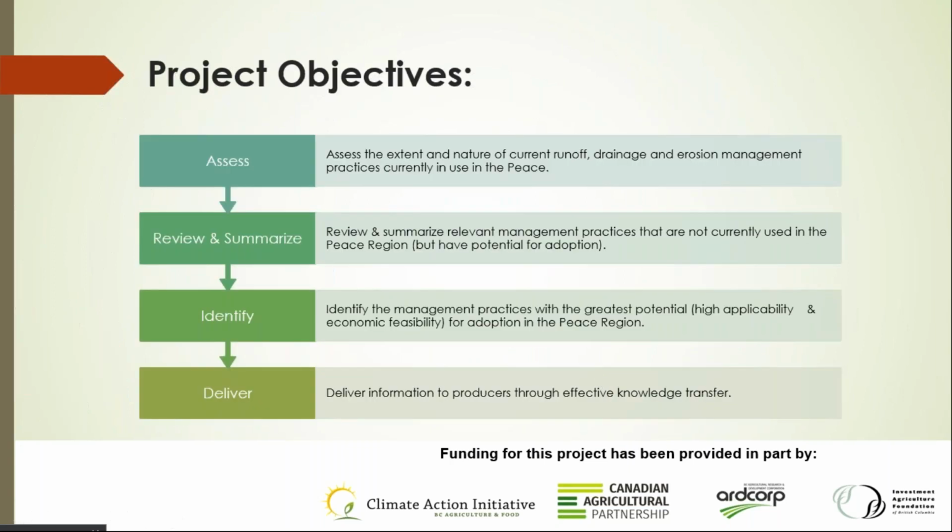So the project objective: this is a project that was made possible by the Climate Action Initiative. It was focused largely on figuring out what is happening right now, the current extent and nature of the erosion, drainage, and runoff issues and practices that are in use. Come up with a summary for that, identify potential management practices that could help us manage some of the risks that we're exposed to, and finally transfer some of that information to producers and to the people that can actually apply it and make a change, which is part of what we're doing right now.